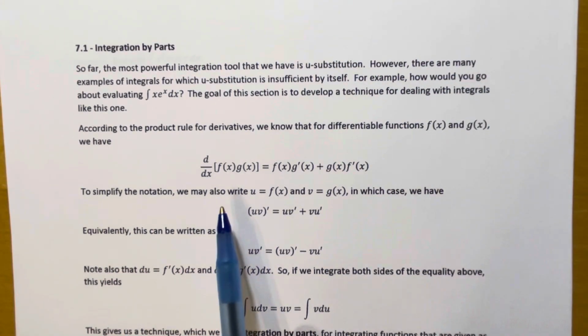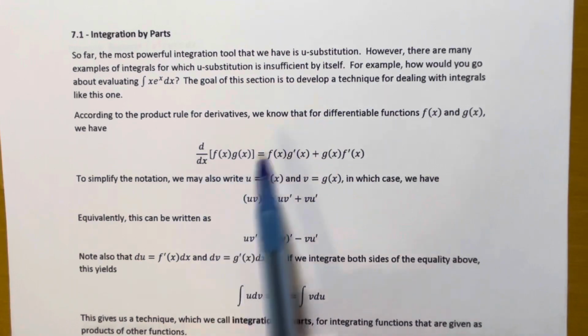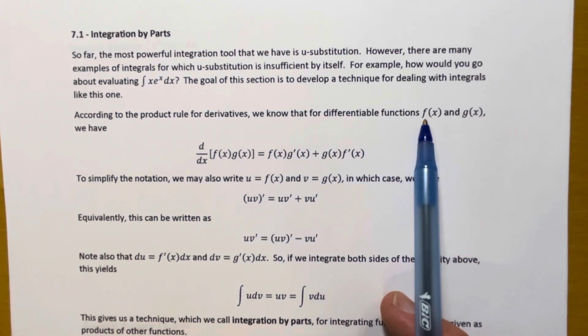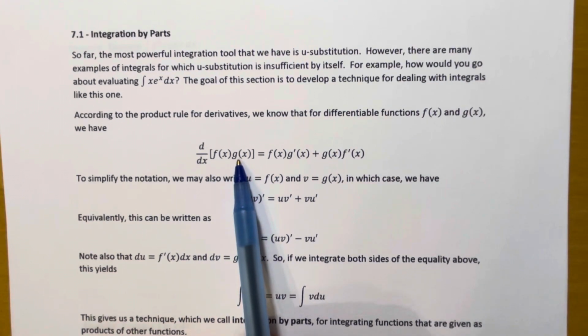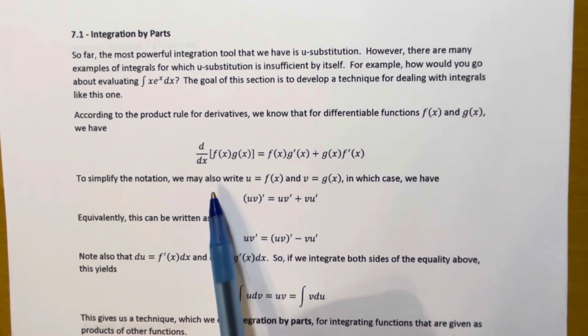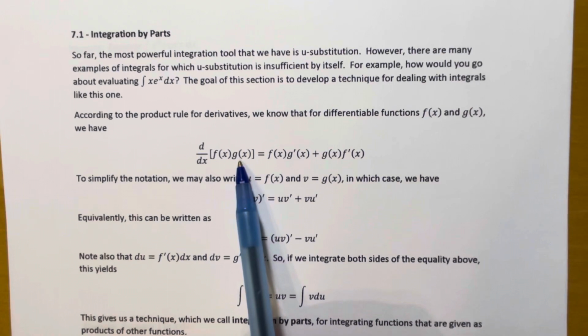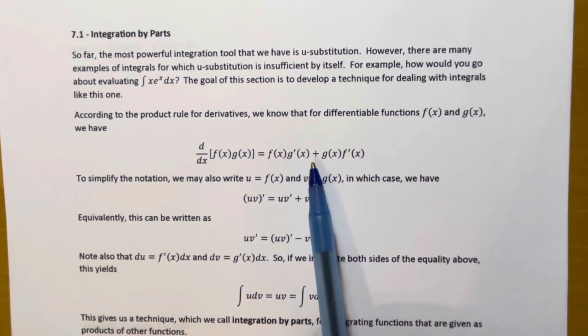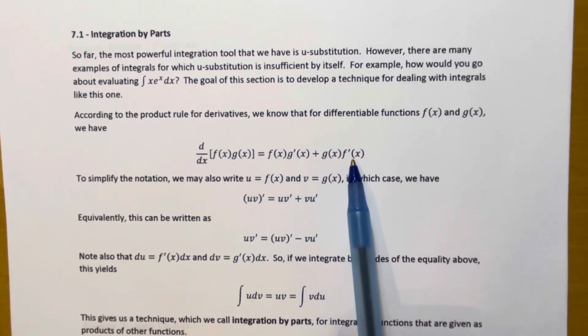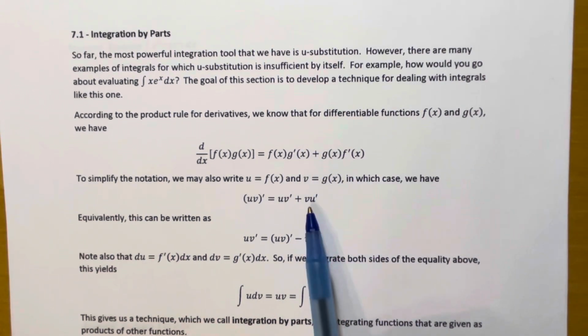So let's look at the product rule as a bit of review here. If you have two differentiable functions, f of x and g of x, how do you take the derivative of f times g? Well, we know from calculus 1, the product rule says that this is equal to the first function times the derivative of the second, so f times g prime, plus the second function times the derivative of the first, g times f prime.